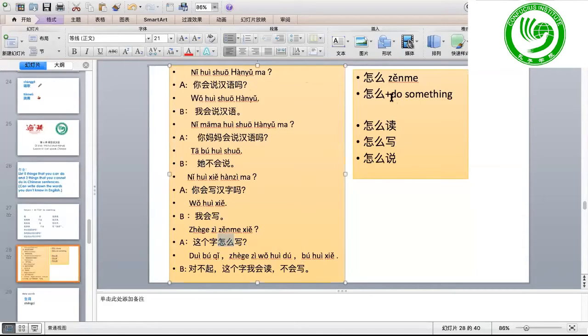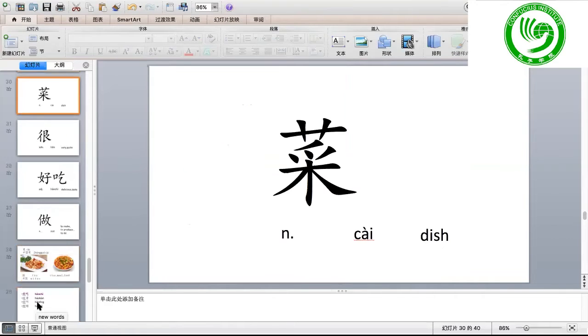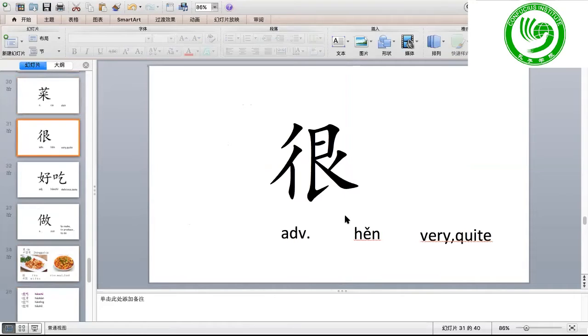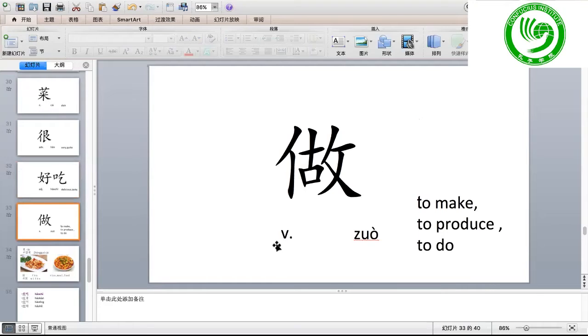So 怎么 plus a verb. 怎么 plus do something. 怎么读 how to read. 怎么写 how to write. 怎么说 how to say. Okay? Now we're going to continue and finish lesson 6. Now let's start with our 生词 new words. The first one, 菜，菜，很，很，好吃，好吃，做，做。One more time.